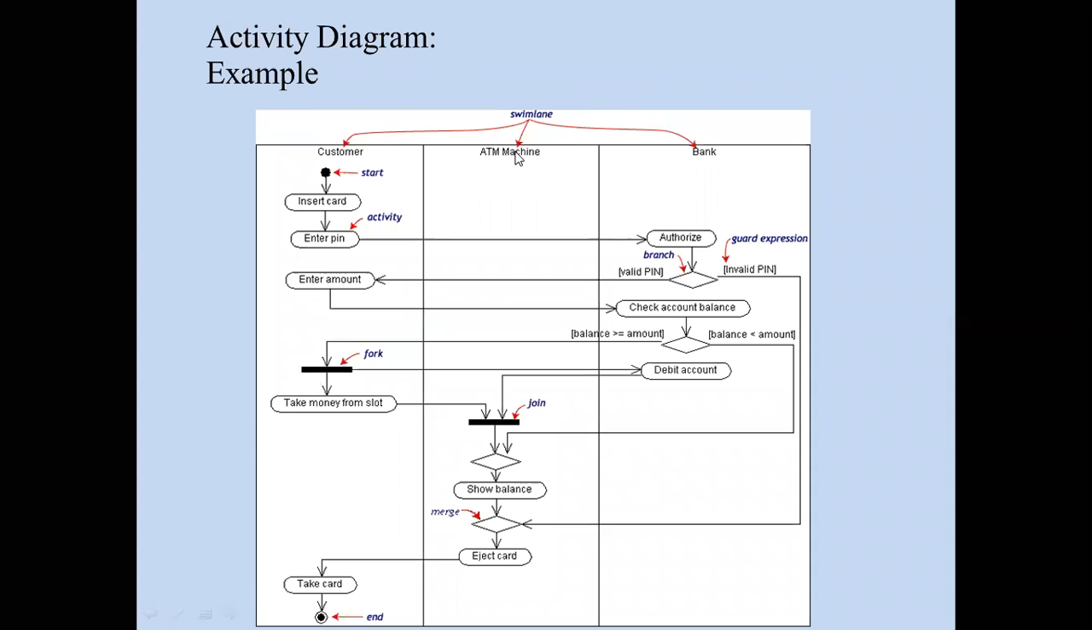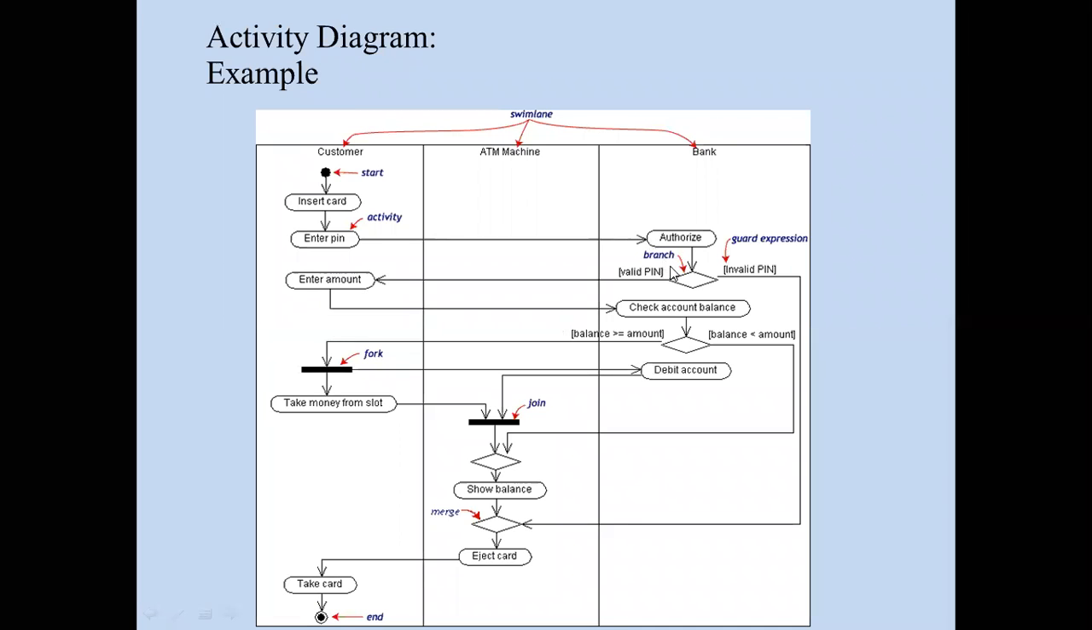Here you can see the example for an ATM machine. Here you can see the customer, ATM machine and bank, three systems for validation of the ATM pin. Here we have started the process, we have inserted the card at the customer side. This is the activity, we have entered the pin. Next we are going to authorize that pin. This is the conditional box. We are going to validate that pin. If it is invalid, then you can see the bar arrow indicates eject the card, take the card, and this is the symbol for end of that activity.